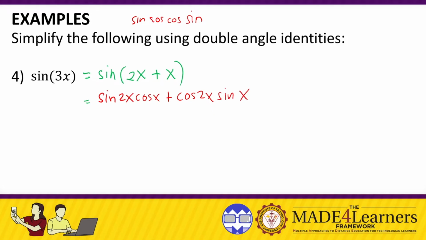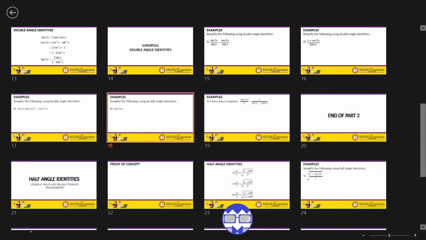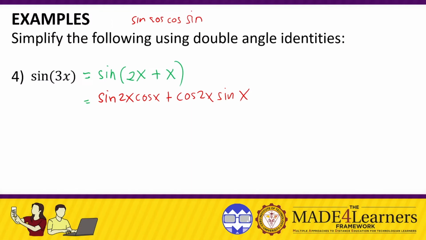Okay, then we can further use the double angle here. So we have the double angles, sine 2x and cos 2x. So let's try to use the double angle. For sine 2x, we have 2 sine x cos x. Then we have cos x here. So cos x plus, for cos 2x.